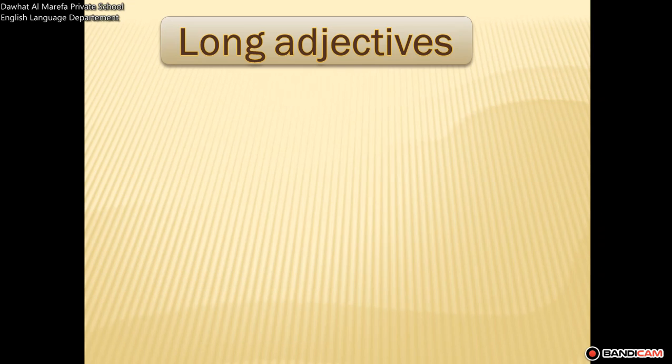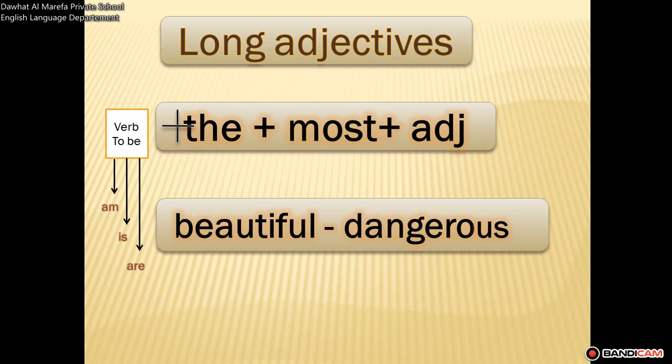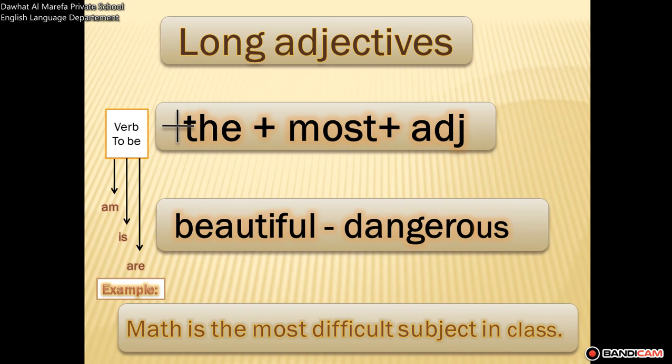And then we have the long adjectives with superlative. Let's start with the verb to be, am or is or are, and then plus the plus most plus adjective. Beautiful and dangerous are examples of long adjectives. Now we have an example. Math is the most difficult subject in class. What we said is we put the word most and we put the long adjective difficult. So it can be: math is the most difficult subject in class.